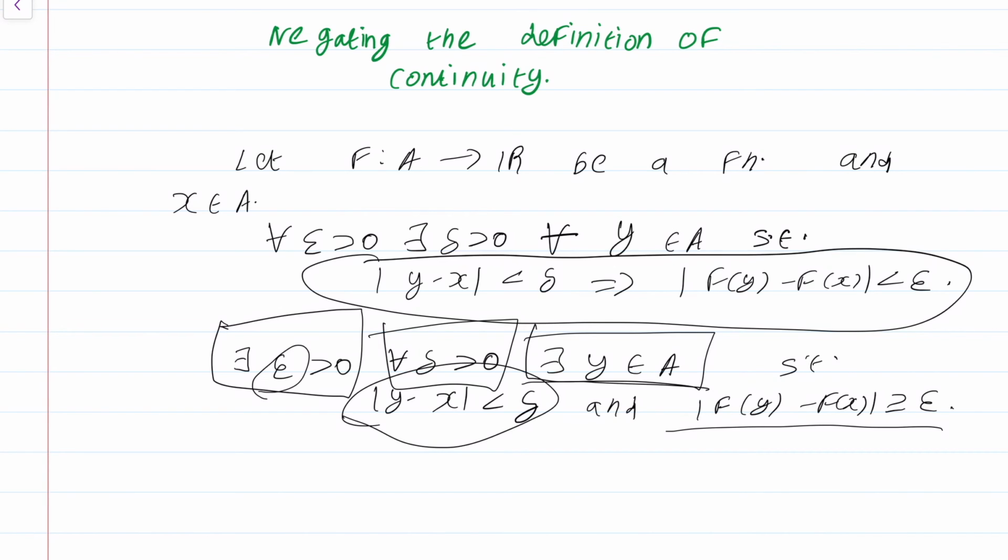What this is saying is no matter what delta you choose, in other words, no matter how close you get to the point x, there is always some other y that is closer to x such that mod f(y) minus f(x) cannot be brought epsilon close. So this is the formal way of negating the definition of continuity.